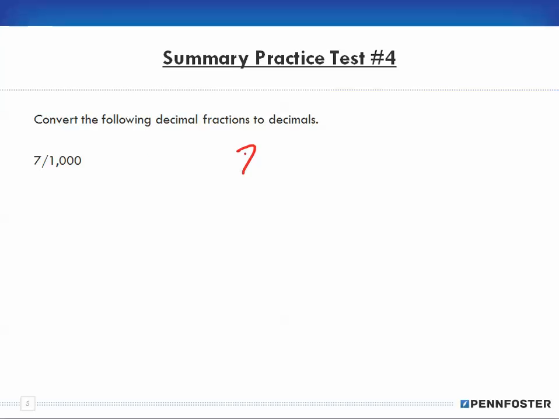I have 7, and now I have 3 zeros, so I have to move 3 decimal places. So that's 1, 2, 3. There's where my decimal goes. And so my answer is 0.007.